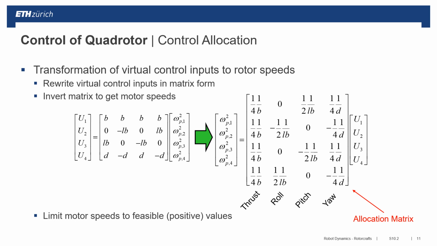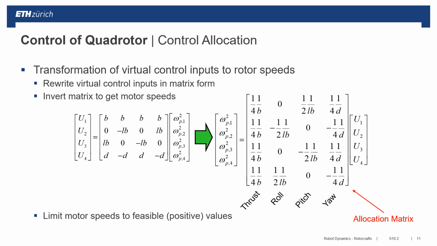Once we have an appropriate controller for the virtual control inputs, of course we have to get it back to the real values, which means the rotational speed of the 4 different rotors of our quadrotor. So how we can do this is as follows. First of all, we write the virtual controller input and the relation with the rotational speed in matrix form. And then we actually invert this matrix and we get a relation between the virtual control inputs and the real rotational speed you want.